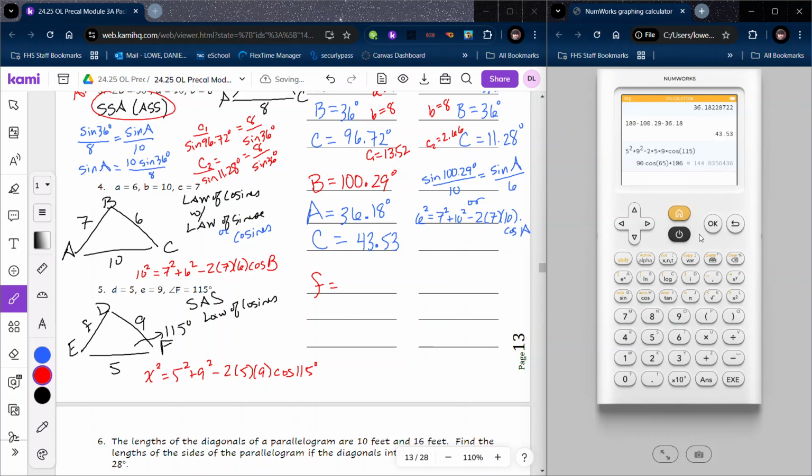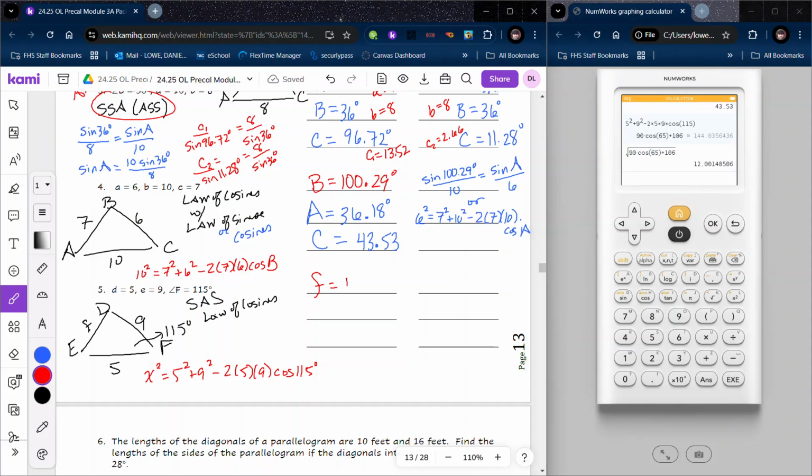So it gives us 144 approximately. If I take the square root of that value, that gives me 12.00. All right, so it's not exactly 12, but very close to 12, so I have the length of 12.00.